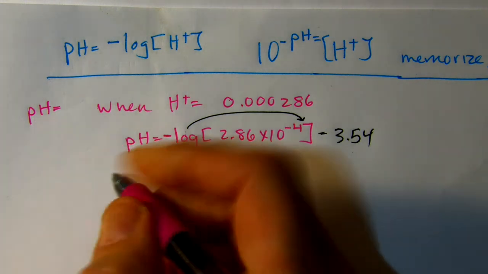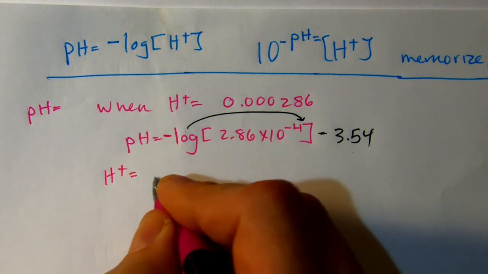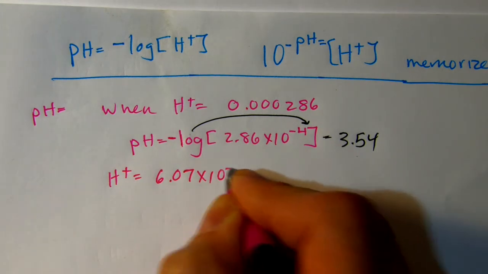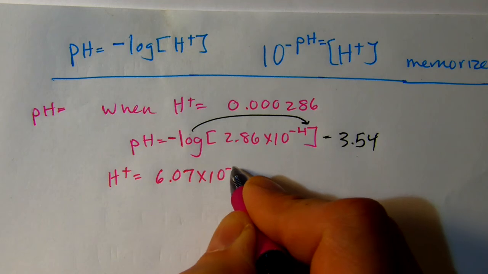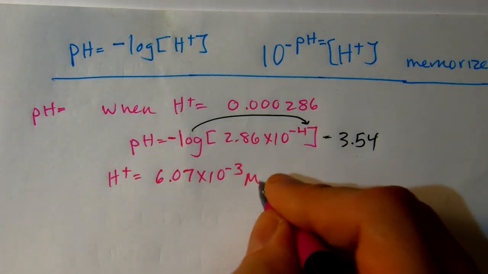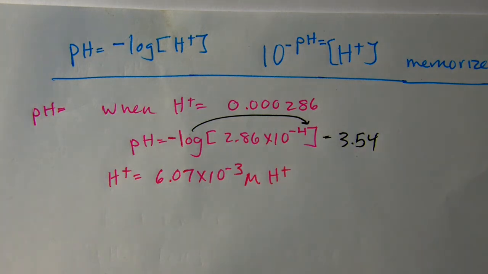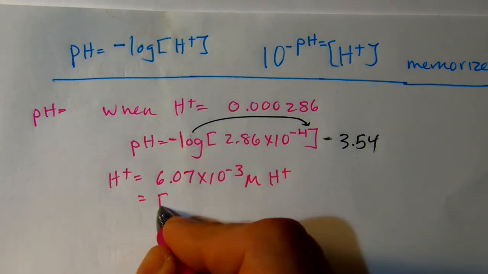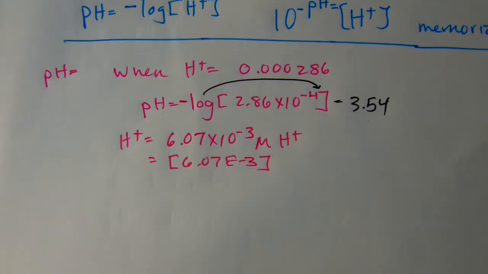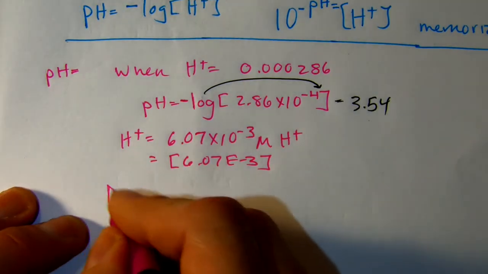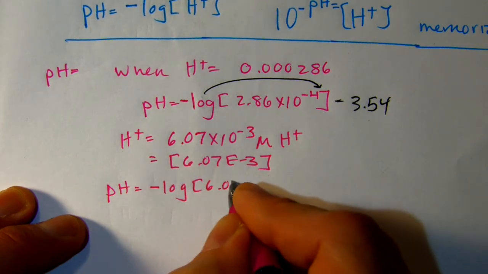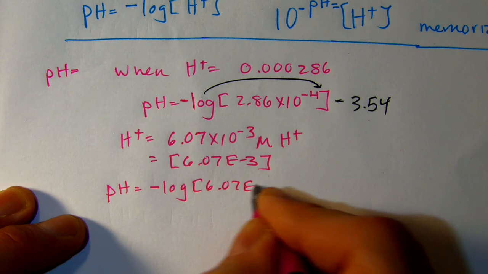What if H plus equals 6.07 times 10 to the negative 3? What if we have that? That's the molarity, right? That's the moles per liter of H plus. We could write it like this, 6.07 and use brackets. You get the idea. So what's the pH? pH means you take the negative log of that number, 6.07 e negative 3.